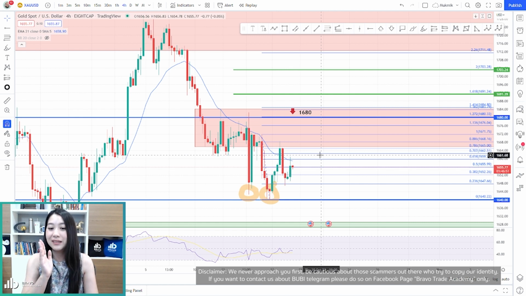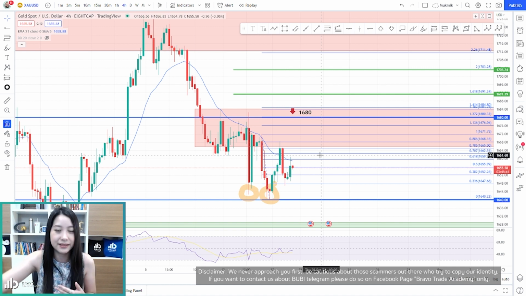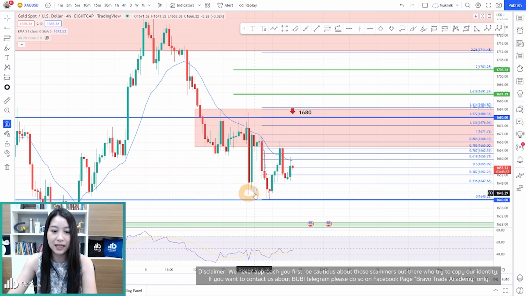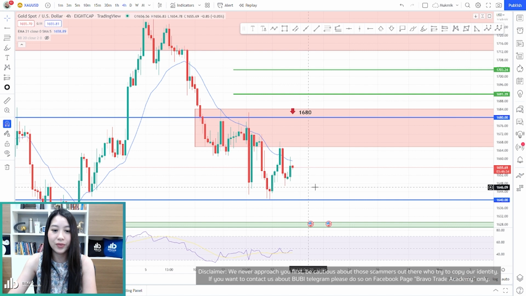So I would say the first trade that I will be waiting for is at 1680, and the next target is at 1690, which is the next significant level also. Okay, so that's the selling plan. What about the buying plan?